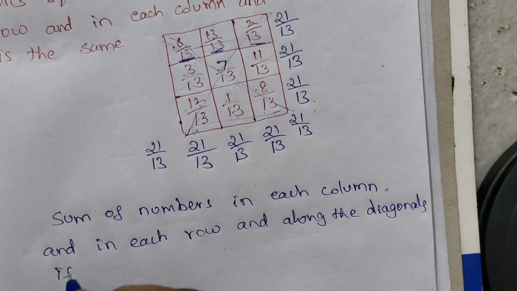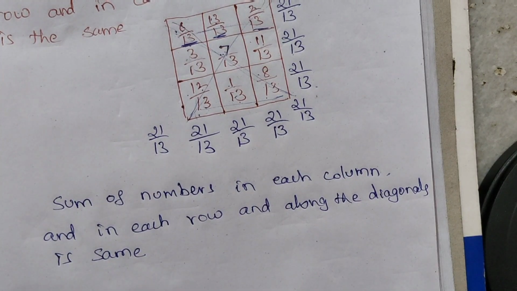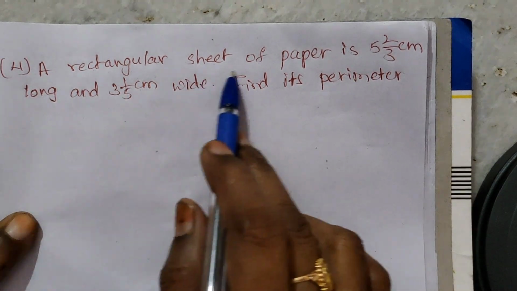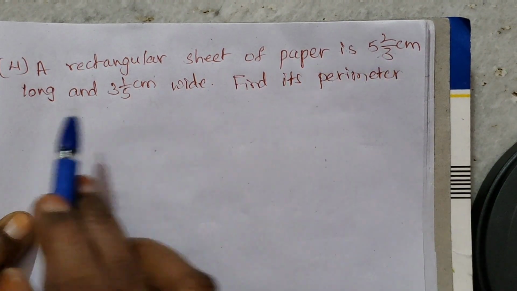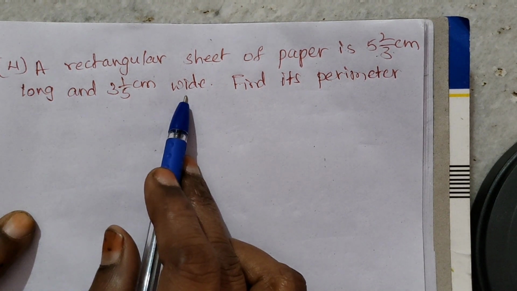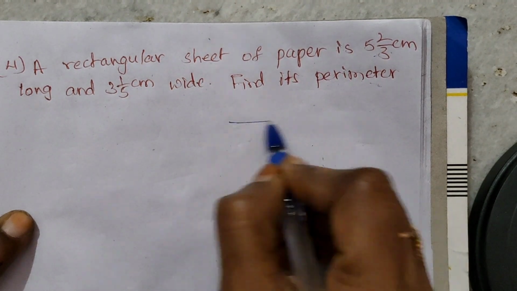Is same. That's it. Third question is completed. Next, fourth question is, a rectangular sheet of paper is 5 2 by 3 centimeters long and 3 1 by 5 centimeters wide. Wide means breadth or width, you can say. Find its perimeter.